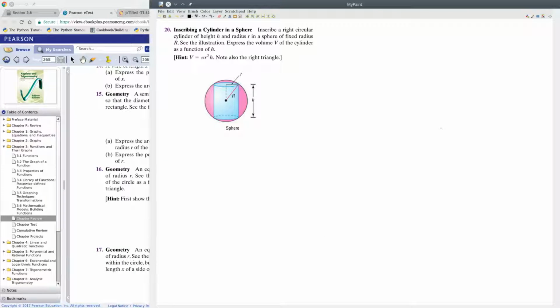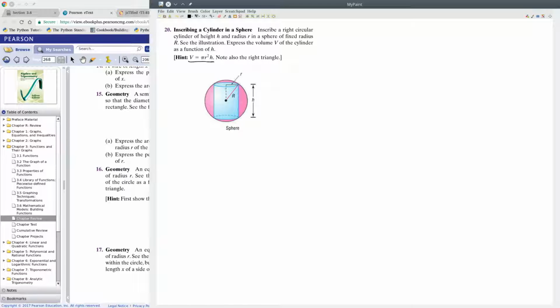This is a model building problem where we have to inscribe a cylinder in a sphere and express the volume of the cylinder as a function of h, which is the height of the cylinder. So the volume of the cylinder is pi r squared h, and the right angle here is going to play a role in expressing the volume in terms of h.